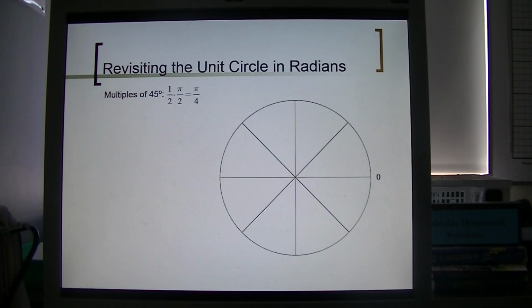45 degrees. This is pi over 2 in the box. Wouldn't it make sense to say that 45 degrees is like half of that, and half of pi over 2 is pi over 4? Pi over 2 is over here. Don't I want half of that to get me from 90 to 45? So half of pi over 2 is pi over 4.